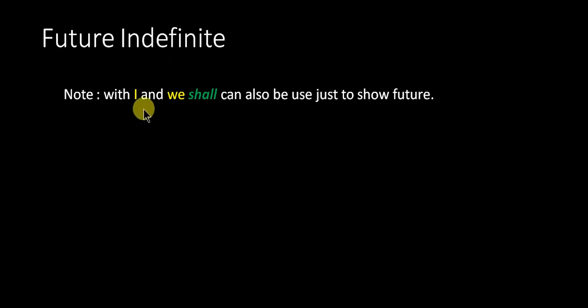Note, with I and we, shall can also be used just to show future. Dear student, we can also use the word shall to show just future with I and we. See in the example, I shall go to school. We shall go to school. So this only follows I and we, first person nouns. I and we are followed by shall. Understand?